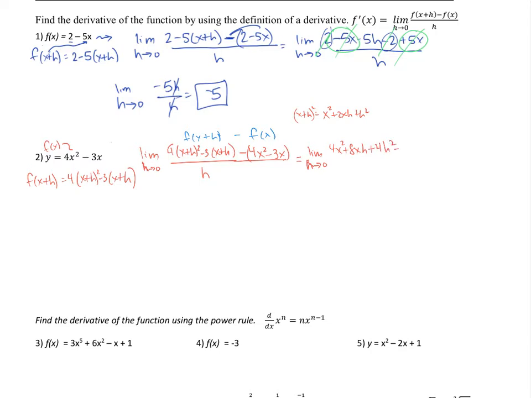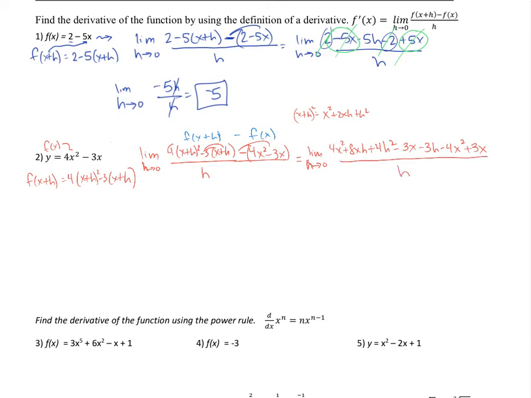minus, let's go ahead and distribute this. This is going to be negative 3x minus 3h. Now distribute this one here. This will be negative 4x squared plus 3x all over the h.